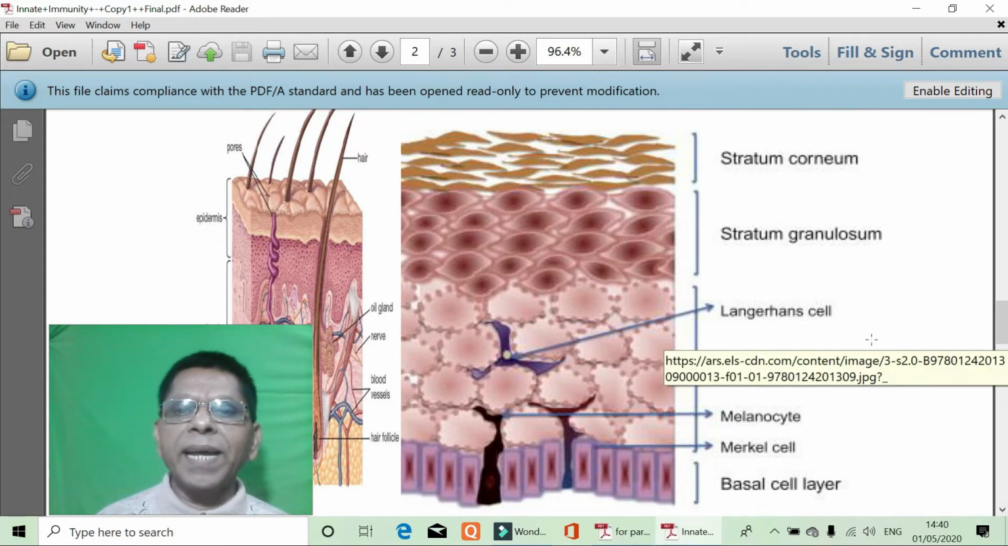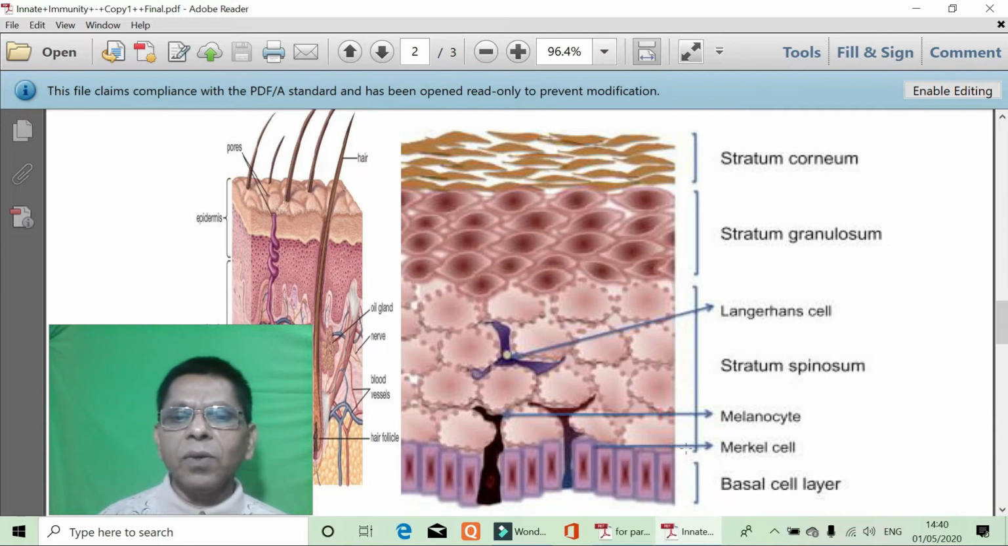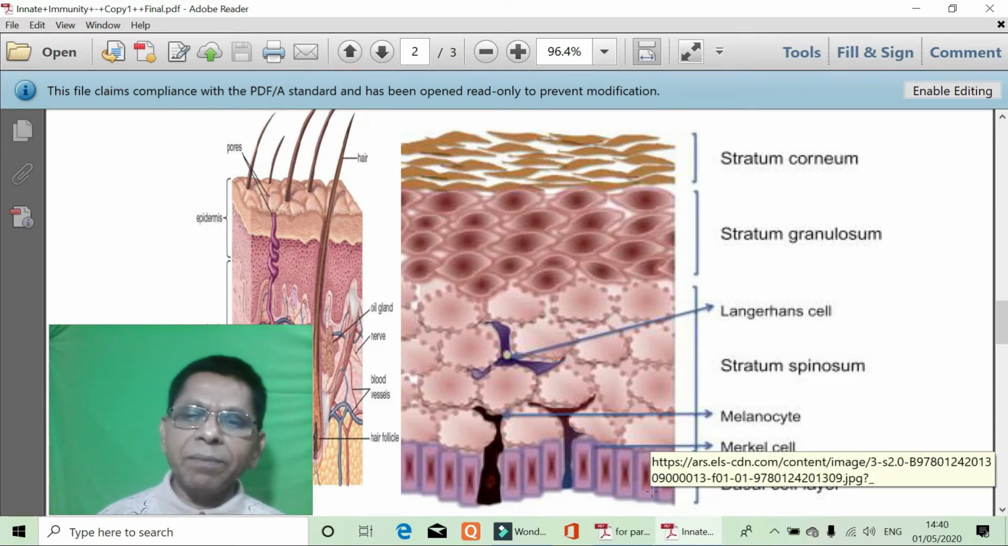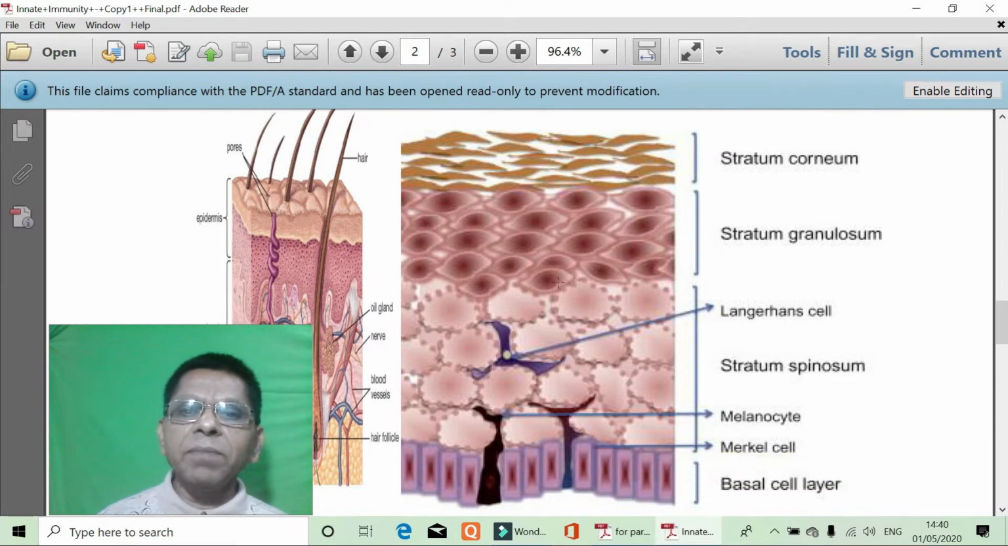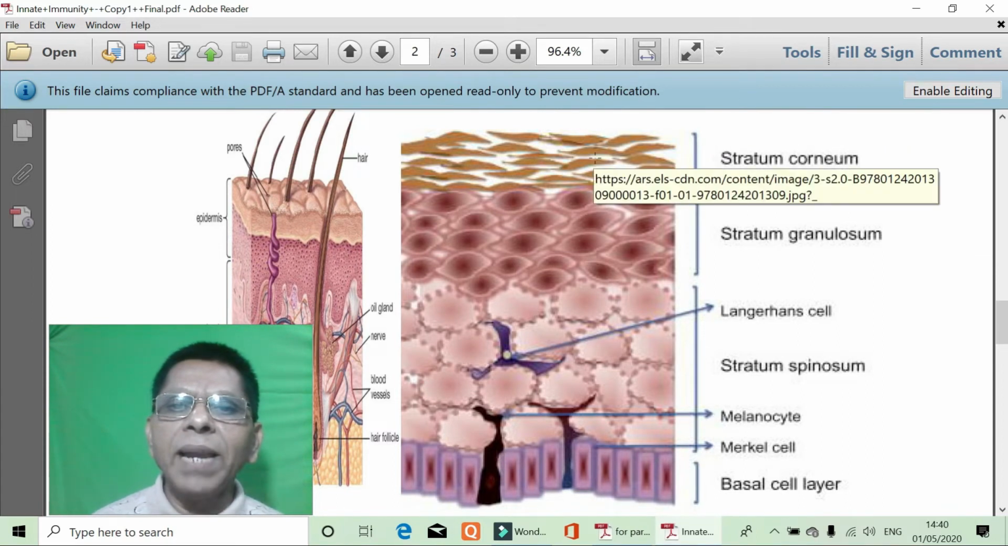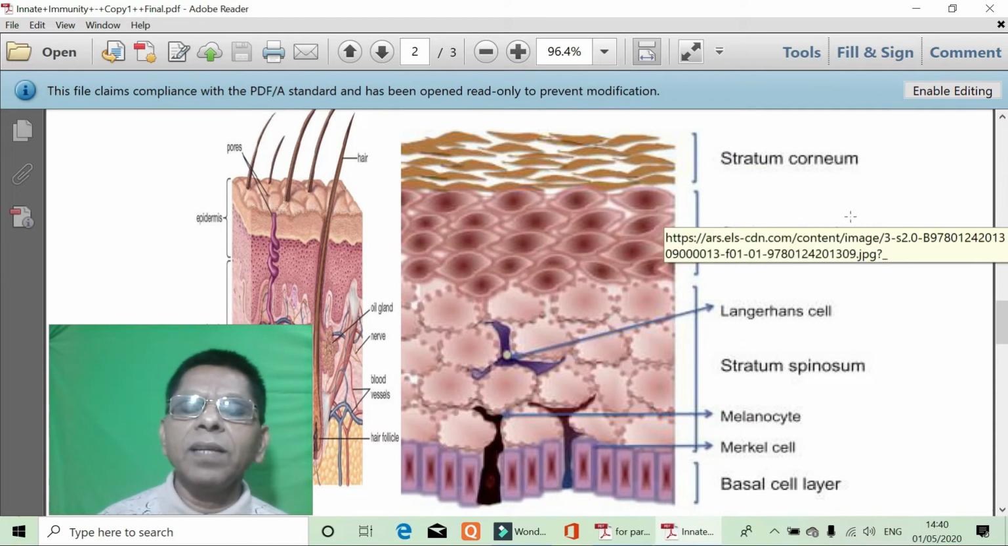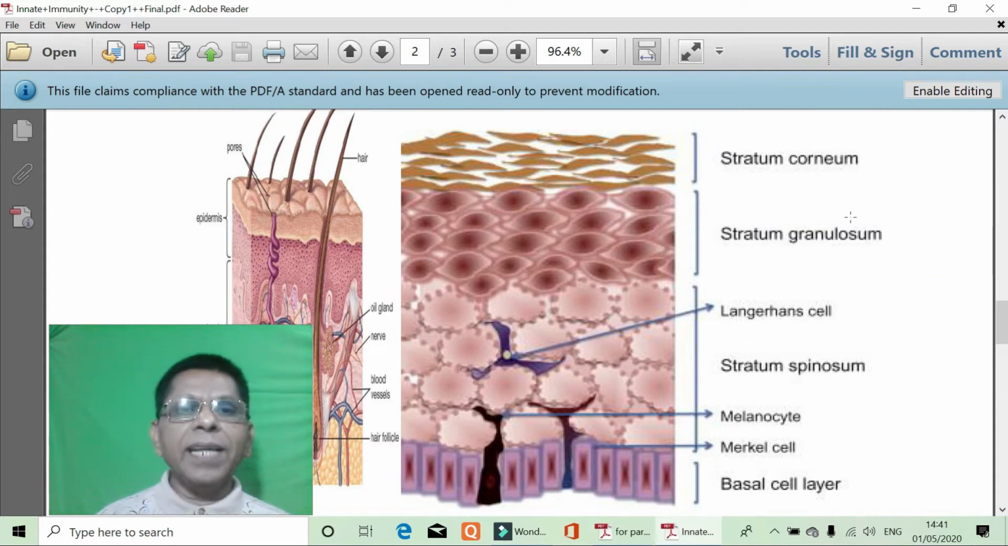So as far as the shape of the cell is concerned, when the cells are newly formed, they are columnar in shape. When they reach the middle, they become circular and oval, and by the time they reach the surface, they become flat. And the cytoplasm is completely replaced by dead protein, and that dead protein is called keratin. Because of that keratin, the skin of man is very hard.